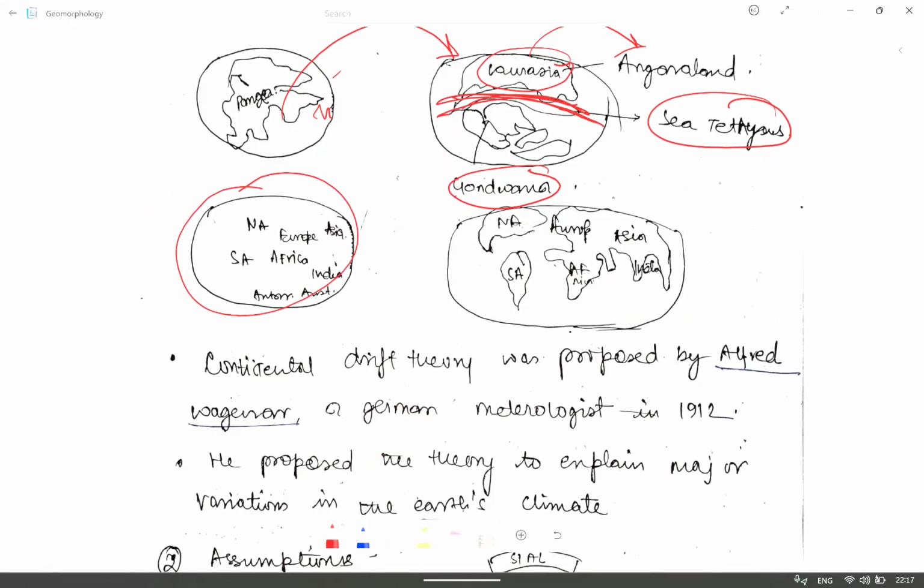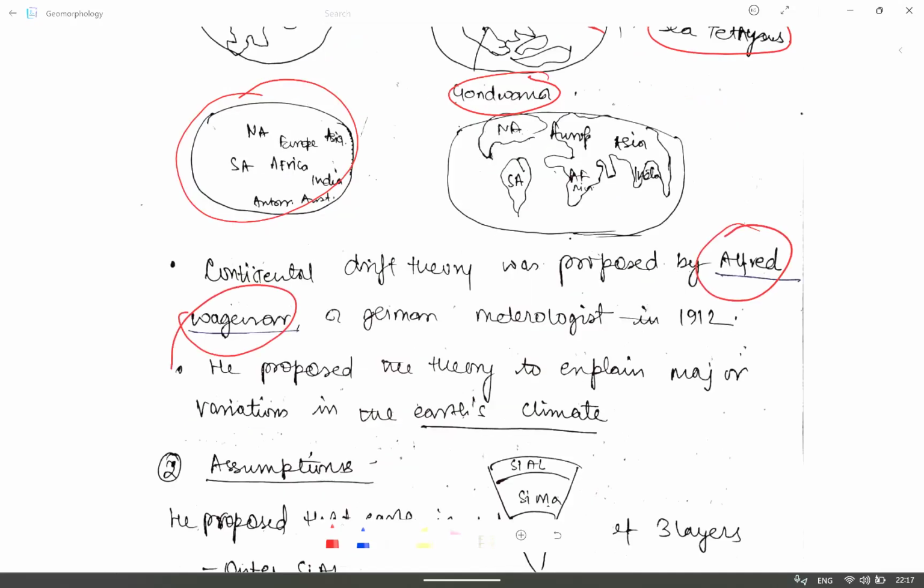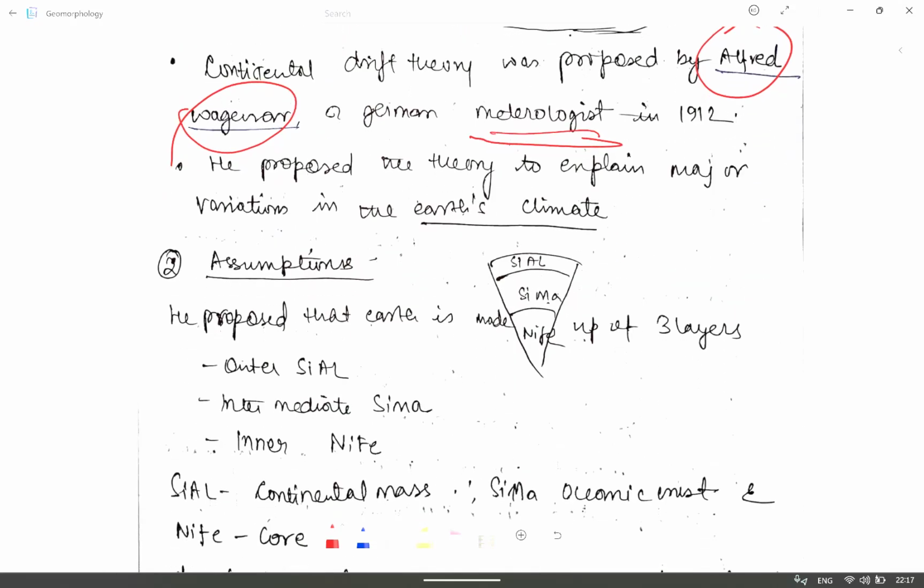After that, there was a split of continents into North America, South America, Europe, Africa, India, Antarctica, Australia, and Asia, and then the proper formation of continents happened. It was proposed by Alfred Wegener, who was a German meteorologist, in 1912. He proposed the theory to explain major variations in the Earth's climate.